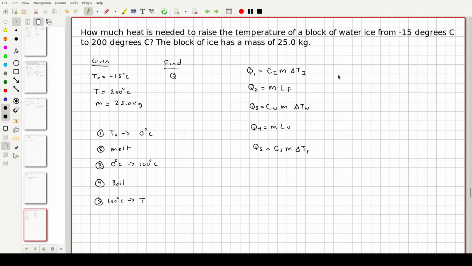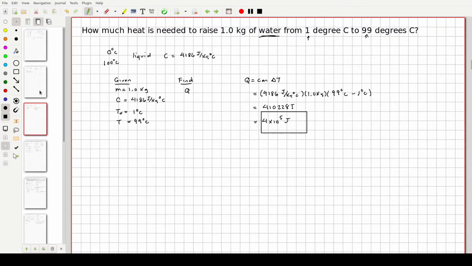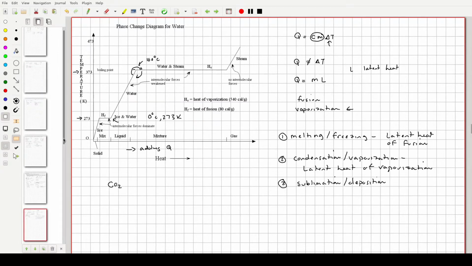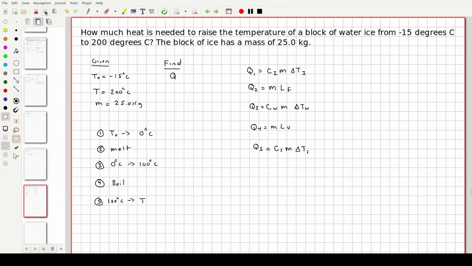Now, what this tells me is that I need to know the specific heat of ice, the specific heat of water, and the specific heat of steam. But thankfully, we know that. That was, let's see, here. Here we go.